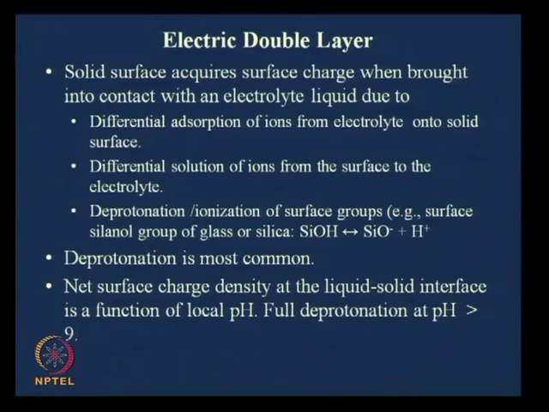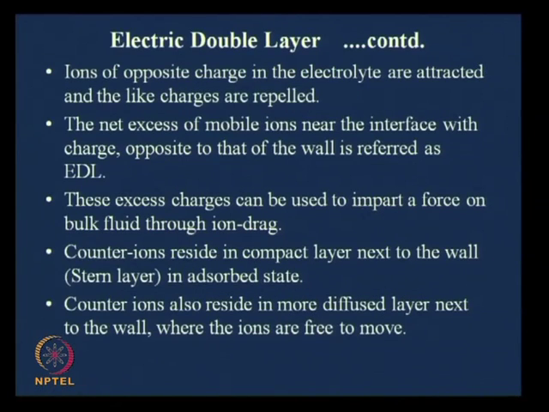Now this electric double layer, once again: why will a solid surface acquire a surface charge? Because when it comes into contact with an electrolyte liquid, there are so many things that can happen. Deprotonation is most common, and of course the pH has a good effect, so the net surface charge would be a function of local pH. Then we said that ions of opposite charge in the electrolyte are attracted and the like charges are repelled. The net excess of mobile ions near the interface, with charge opposite to that of the wall, is referred to as the electric double layer.